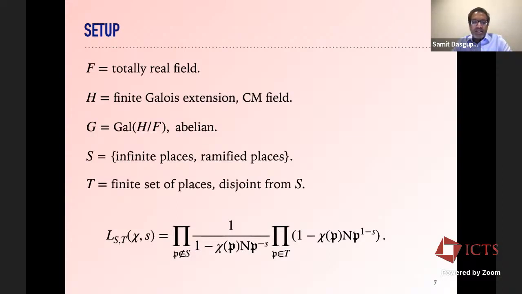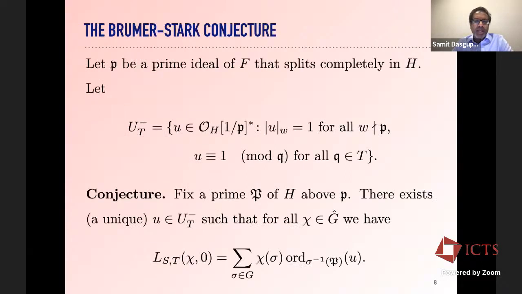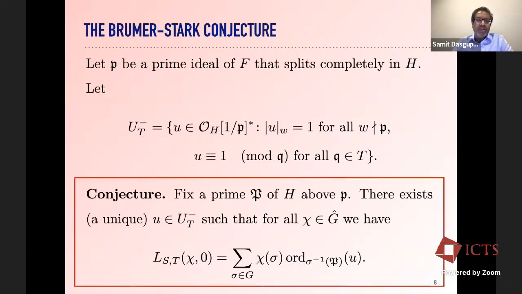We have this S-depleted, T-smoothed L-function. So it's just the usual L-function of a character chi of G, kind of with the Euler products at primes in S removed and smoothed in this way by multiplying by this Euler-like product at the primes in T. Okay. And I'm just going to remind you here of the Brumer-Stark conjecture. So we take a prime ideal P of F that splits completely in H, and we consider the group of P-units that have complex absolute value 1 at every complex place, and such that u is congruent to 1 modulo every prime ideal of H lying above those in this set T that I've taken.